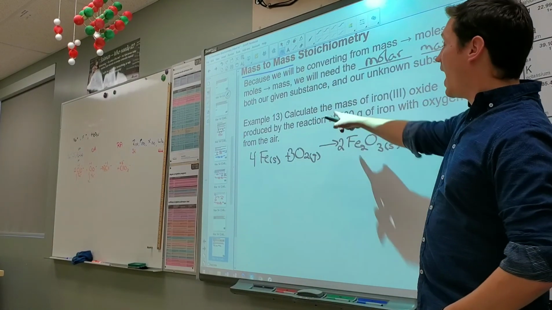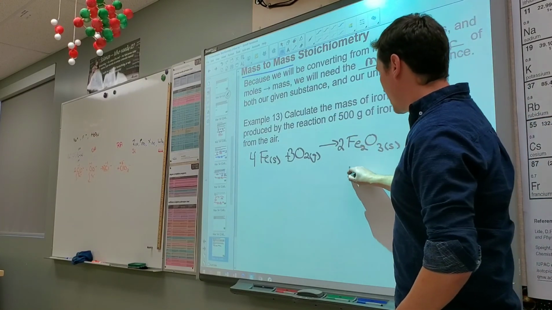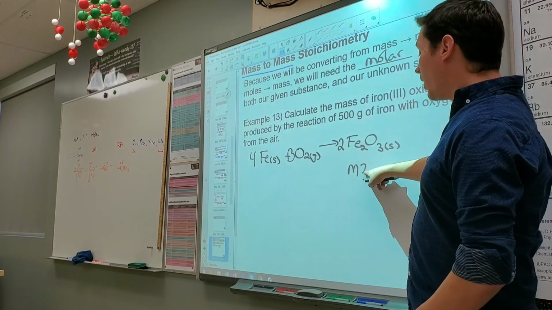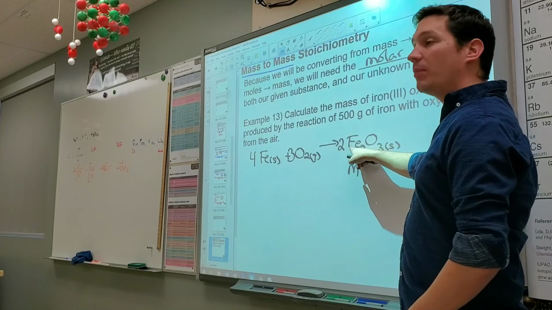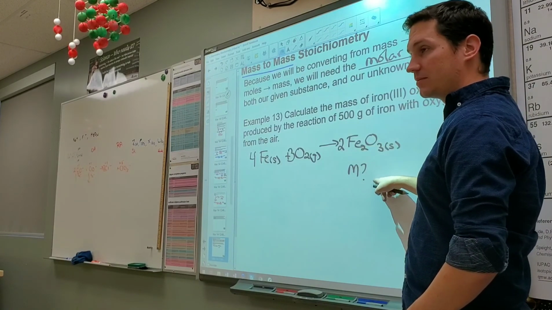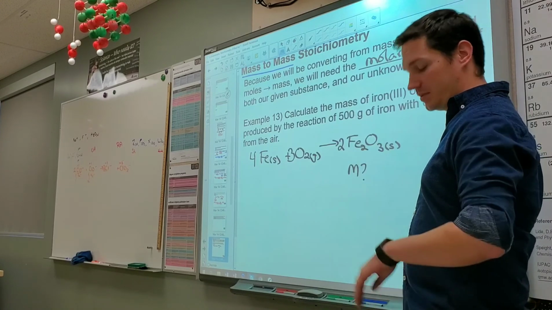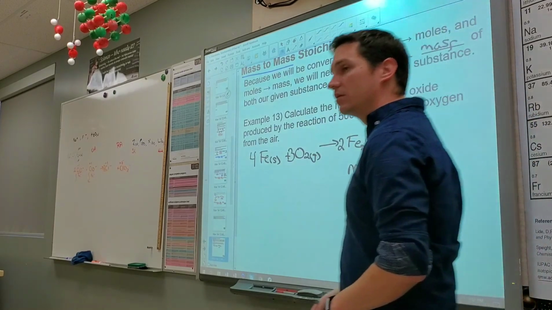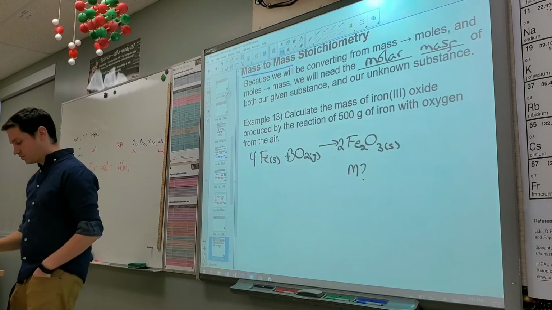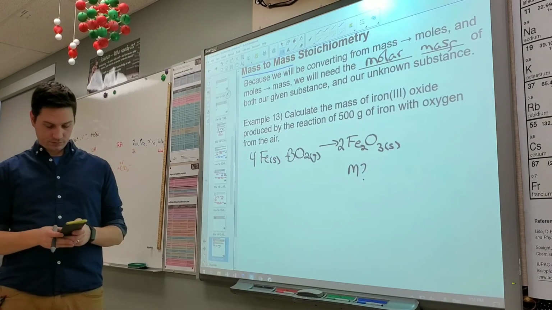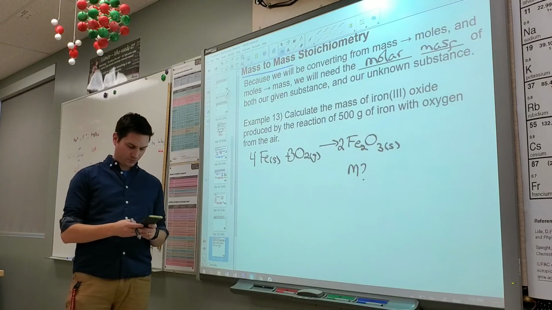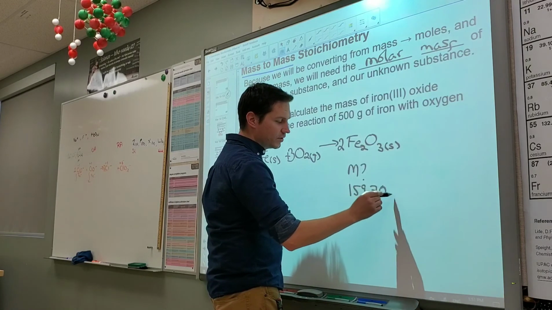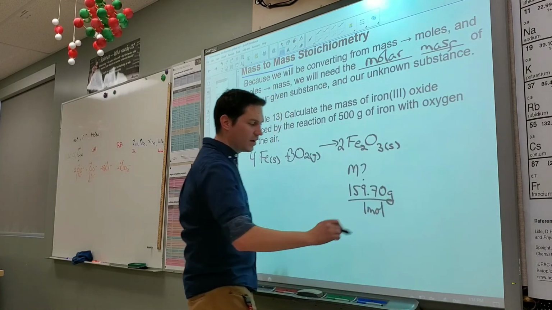It says calculate the mass of iron 3 oxide. The first thing I want to bring to your attention is that if we want the mass of this thing, we're going to end up with moles. How can I go from moles to mass? Calculate the molar mass of iron 3 oxide. We may not finish this right now, but the faster you do it, the easier it'll be. So it's 159.70 grams per 1 mole of this stuff.